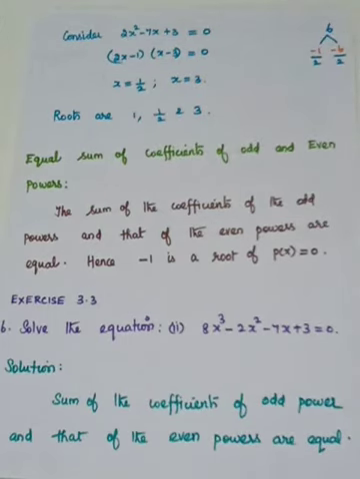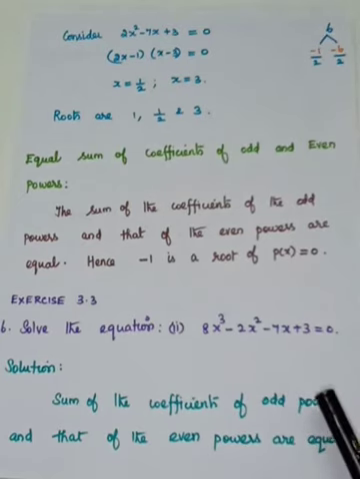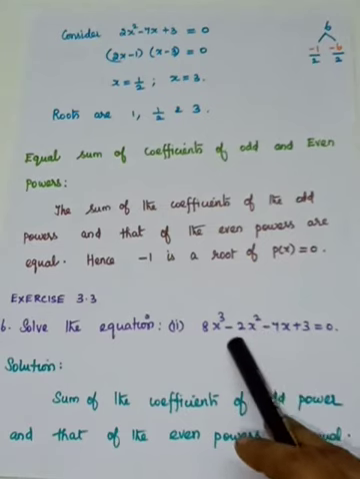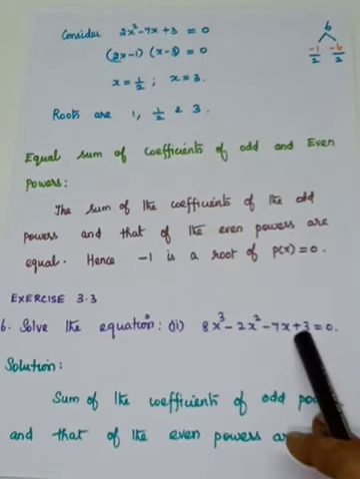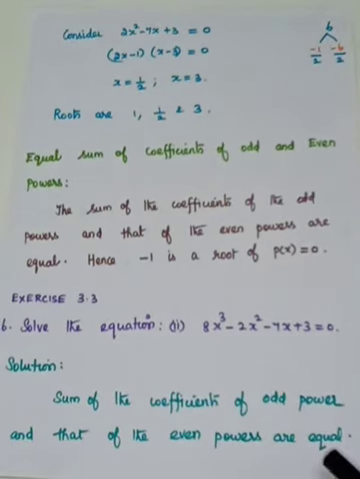Coming to exercise 3.3, sixth problem, second subdivision. Look at this: 8x cube minus 2x squared minus 7x plus 3. Okay, you see that the odd power coefficients are 8 and minus 7. 8 minus 7 is, what is it? It is 1. The even power coefficients are minus 2 plus 3, so minus 2 plus 3 is 1. So both are equal. So the sum of the coefficients of odd power and even power are equal. Therefore minus 1 is a root of the above cubic equation.